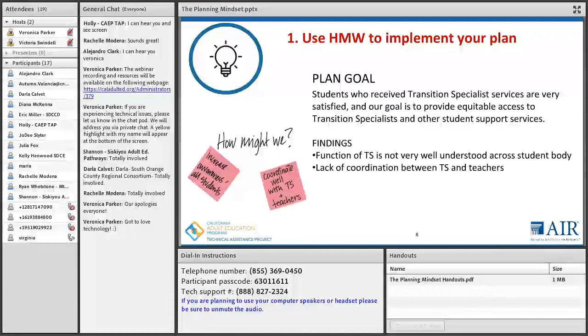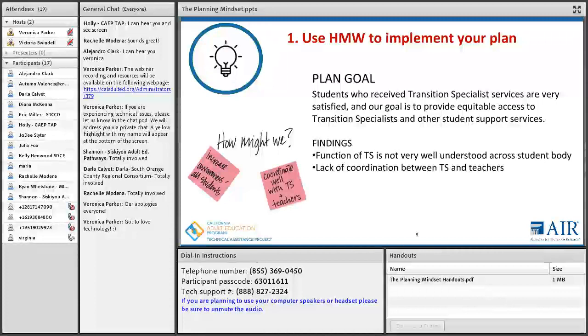So, if you're curious about trying to figure out what to do in order to provide more equitable access, just asking the how might we question is great. How might we increase awareness of the transition specialists to students? How might we create coordinated communication systems between teachers and transition specialists? How might we is a pretty powerful question to ask.